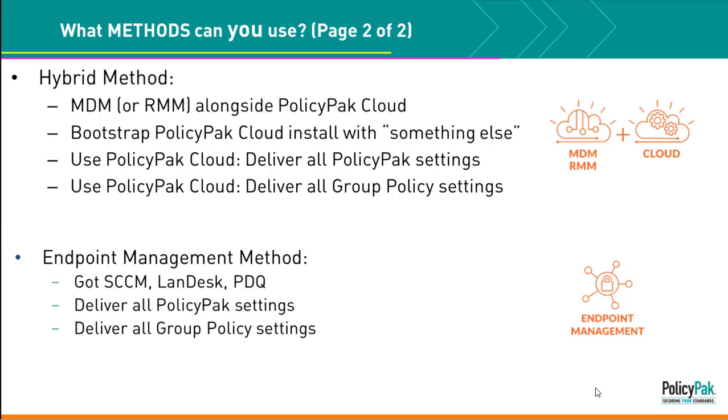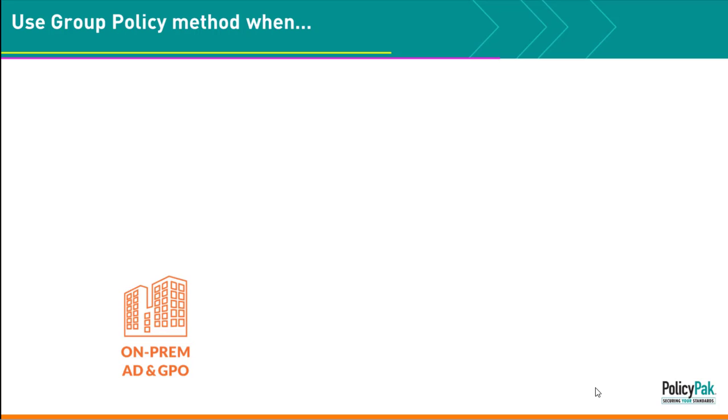Okay, so again, if you've got SCCM, LANDesk, or some other utility that you want to use to get PolicyPak's settings or Microsoft GPO settings and not have to use the group policy engine, great. You can do that through any of these methods. Okay, so that's all the methods you can use. Now let's talk about why you would use a particular method. So when would you use the group policy method?